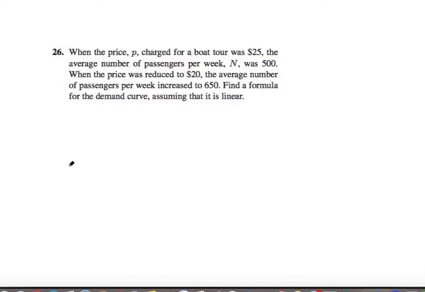26. When the price P charged for a boat tour was $25, the average number of passengers per week was 500. When the price was reduced to $20, the average number of passengers increased to 650. What formula would we have for the demand curve, assuming it is linear? So our demand, we're going to say, is price as a function of number of passengers. So how does this work? Well, let's think for a quick second.